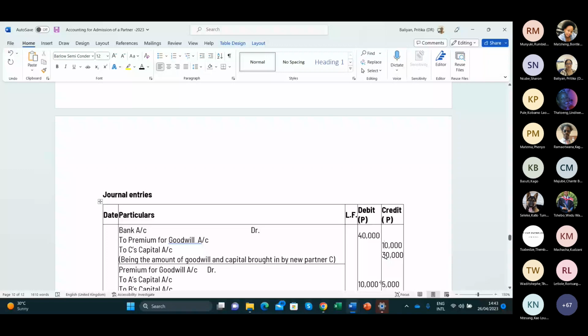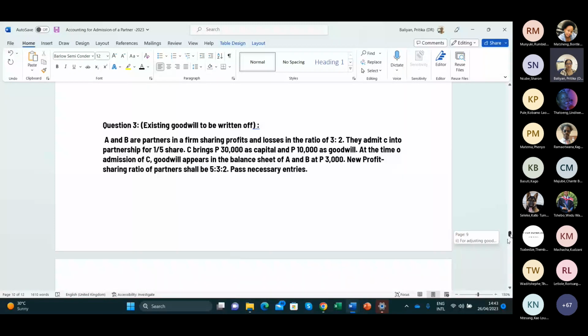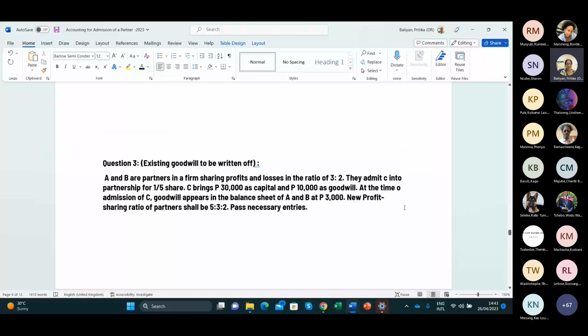Then they admit the partner C. At the time of admission of C, goodwill appears in the balance sheet of A and B as 3,000. It means before the new partner joined, the old goodwill of the business was 3,000. Do you understand? At the time of admission of C, the goodwill appears in the balance sheet of A and B at 3,000. It means before he joined, it was 3,000.